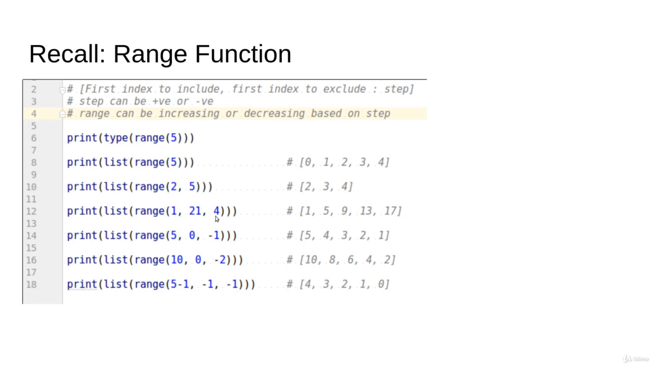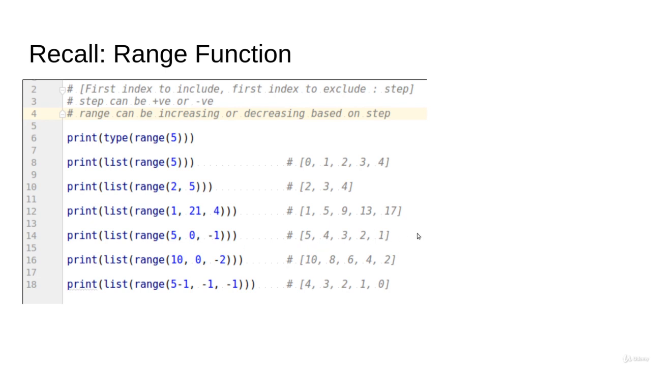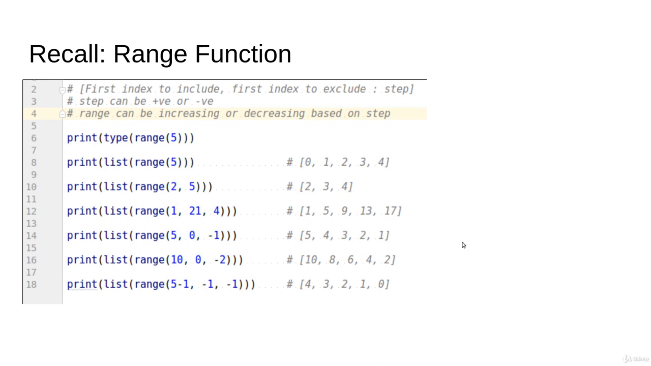Starting with 1 with jumps of 4, it will be 1, 5, and 5 plus 4 will be 9, and so on. You can also go in a decreasing direction. For example, from 5 to 0 with -1, you will keep decreasing till 1, and 0 will be excluded. 5, minus 1, minus 1, minus 1, this is actually a sequence from 4 to 1. You can think of it as learning how to move in a decreasing order.